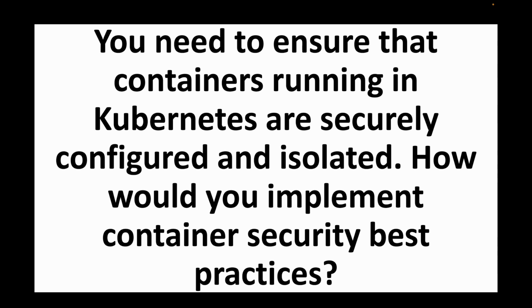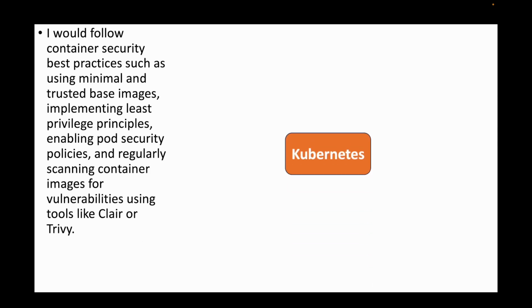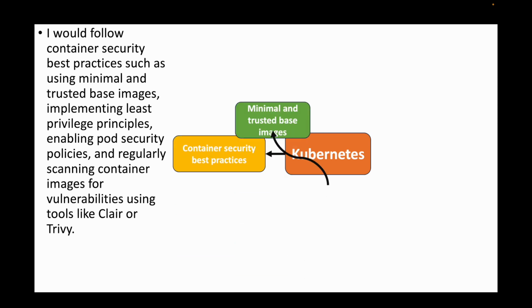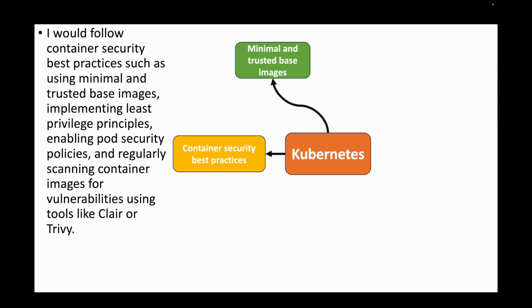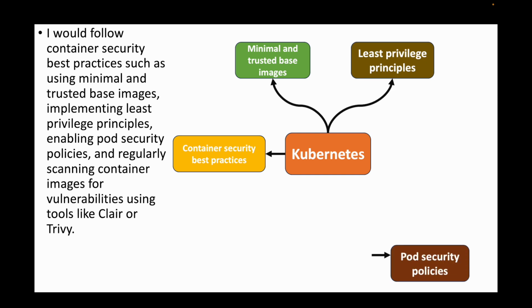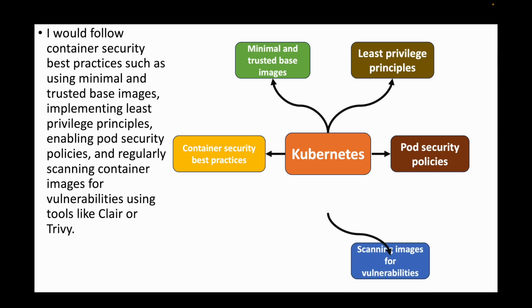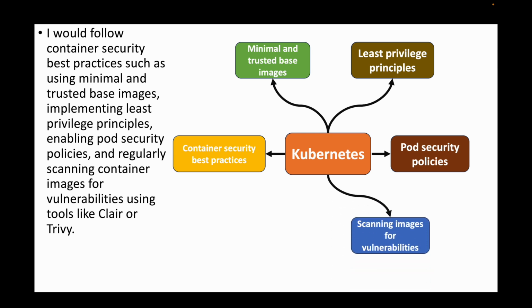The next question we have is, you need to ensure that containers running in Kubernetes are securely configured and isolated. How would you implement container security best practices? So for this, we can follow various best practices in terms of container security, such as using very minimal and only trusted base images. So, having proper, I would say, official base images, then implementing least privilege principles, enabling pod security policies, and then also regularly scanning the container images for any vulnerabilities.